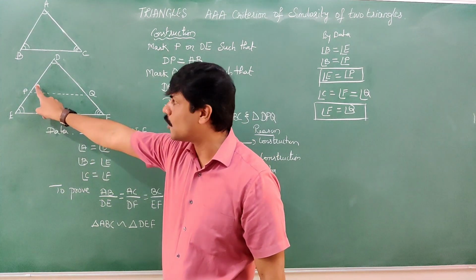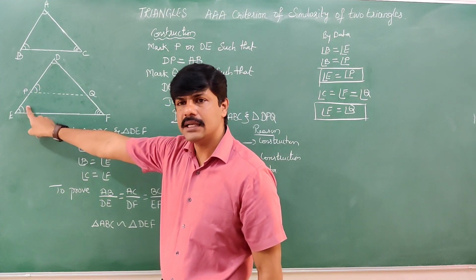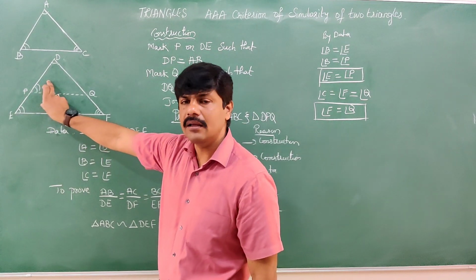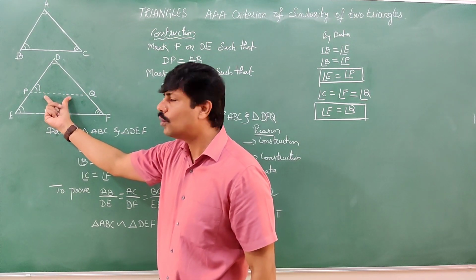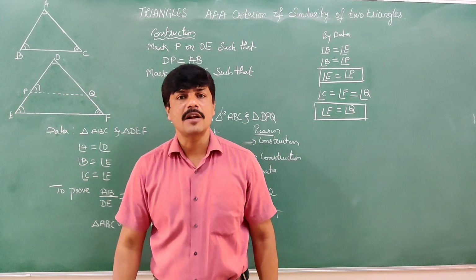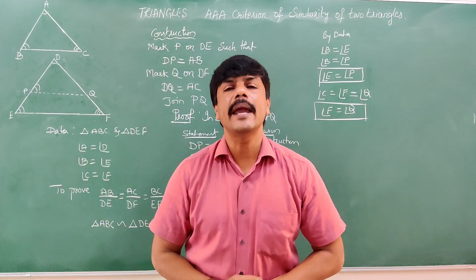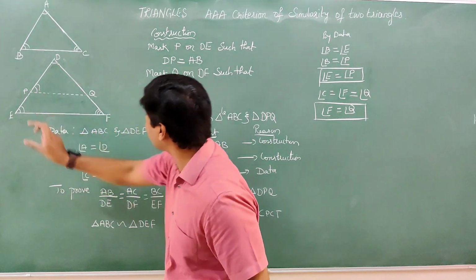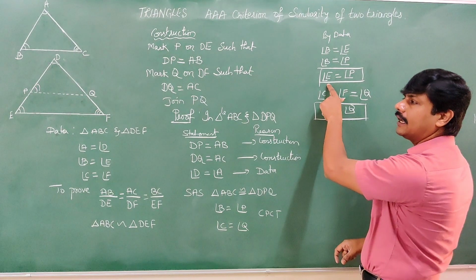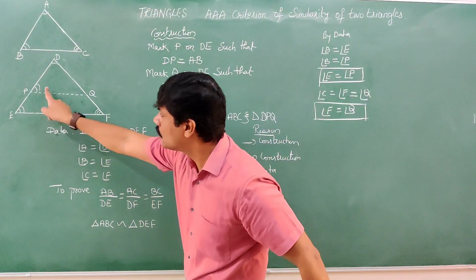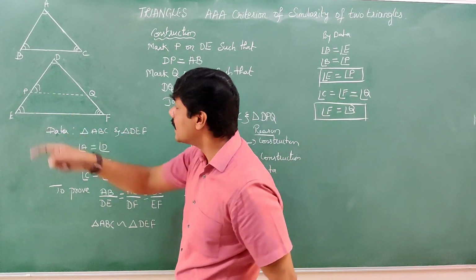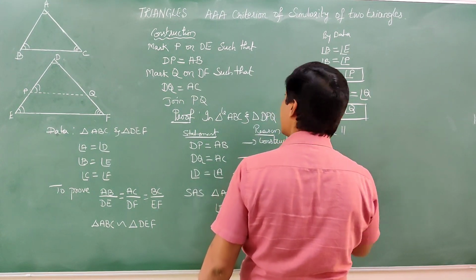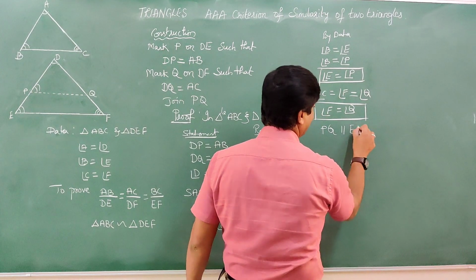Since angle P's corresponding angle is equal to angle E's corresponding angle, they are equal, therefore we consider line PQ and EF to be parallel lines. How did you come to know PQ and EF are parallel lines? Because of corresponding angles: angle E is equal to angle P. We have proved that. So these two are equal and thus we say that PQ is parallel to EF.